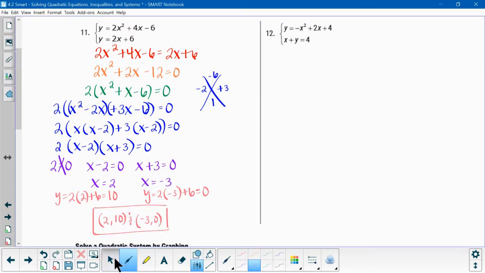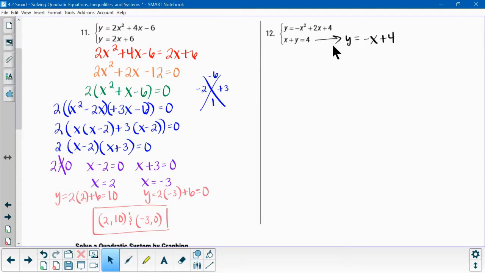For number 12, I'm going to do the same thing, but first, I have to rewrite my second equation as y equals negative x plus 4. Going to go ahead and set them equal to each other. Then I'm going to move everything to one side. And notice that my plus 4 and my minus 4, when I subtract from both sides, cancel out. Now, don't get caught up in a problem like this. Approach it like you would any other.